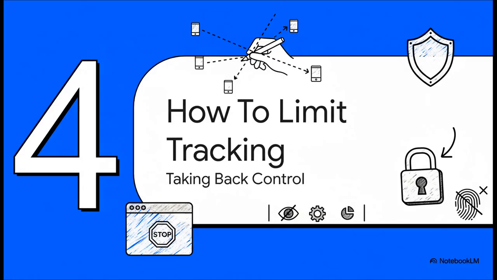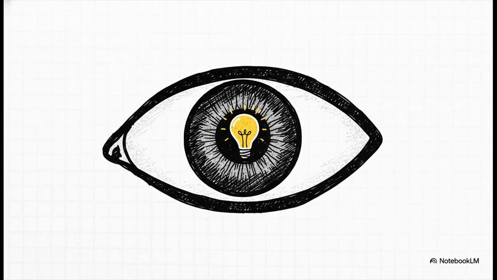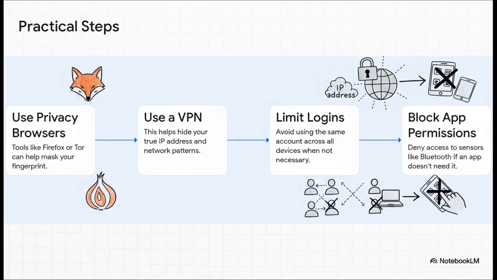Okay, now that we understand the problem, let's talk about what we can actually do about it. The good news is there are practical steps we can all take to limit this kind of tracking. And truly, the most important step of all is just this: awareness. Simply knowing that this technology exists and that clearing your cookies isn't enough is the biggest part of protecting your own privacy.